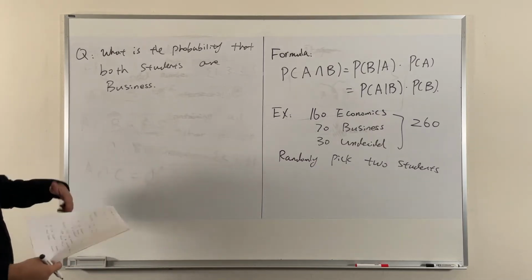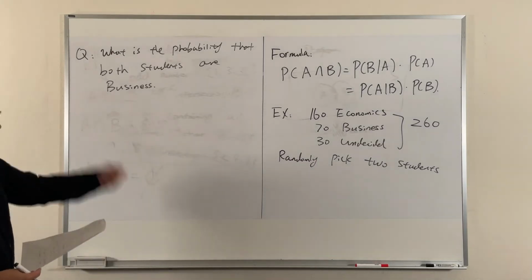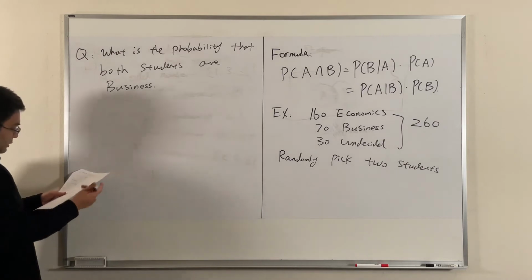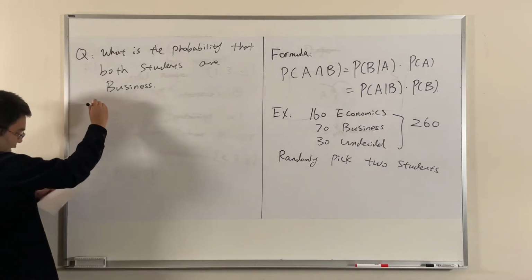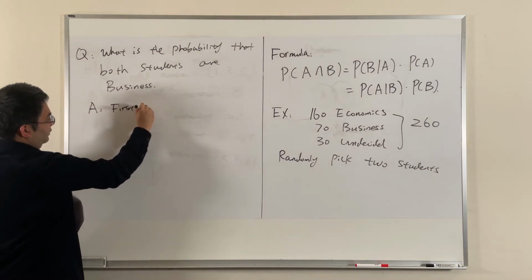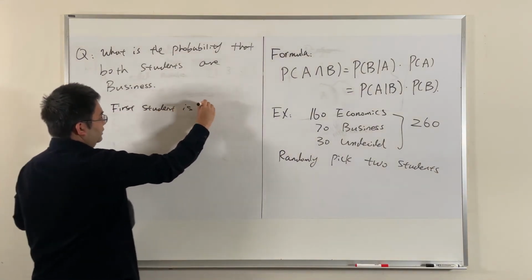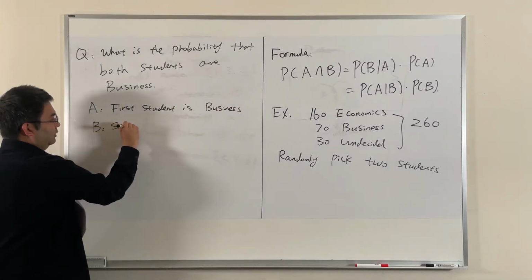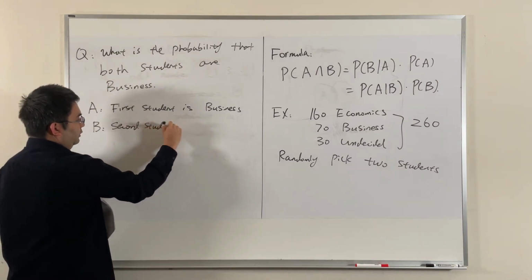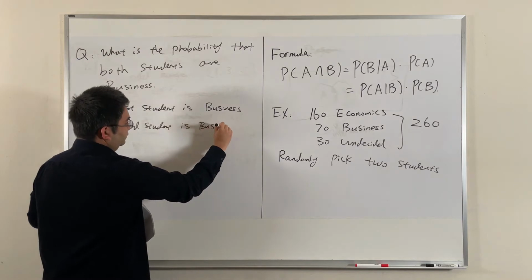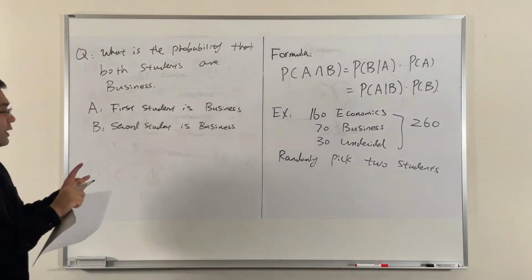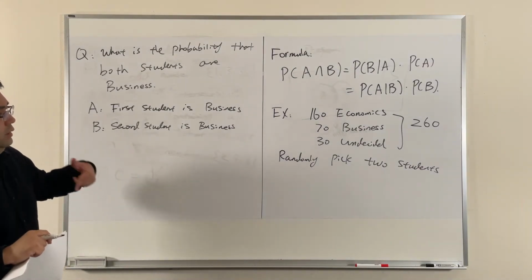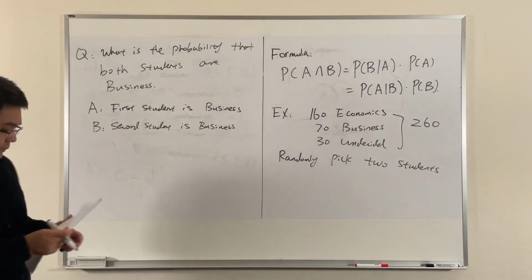So both students are business, which means that the first student you pick has to be business, and the second one you pick has to be a business major, right? So I can write this into the event A. The first student is business. B is the event that the second student is business. Okay? Then I want to find the intersection of these 2 events, right? The intersection of these 2 events would be the result that these 2 students are both business. Okay?